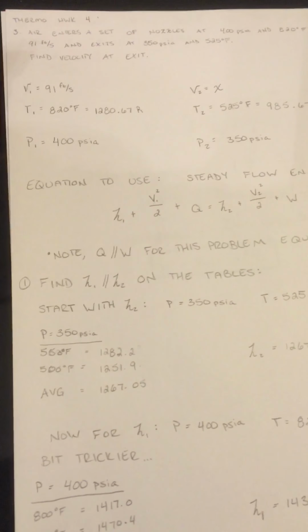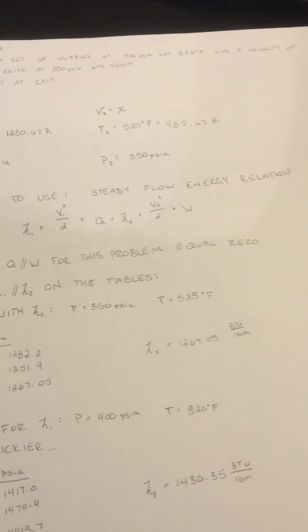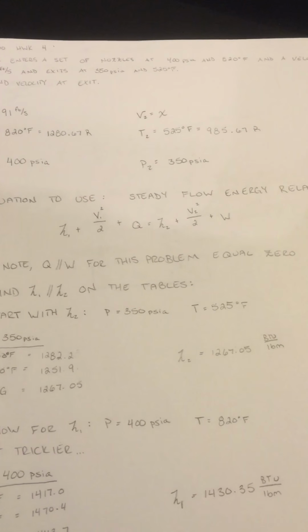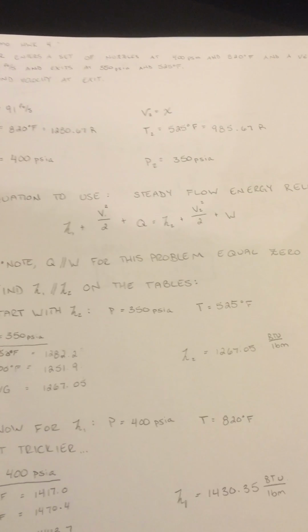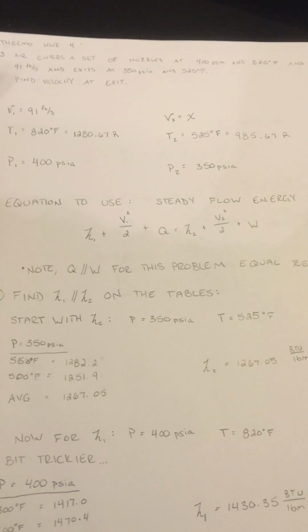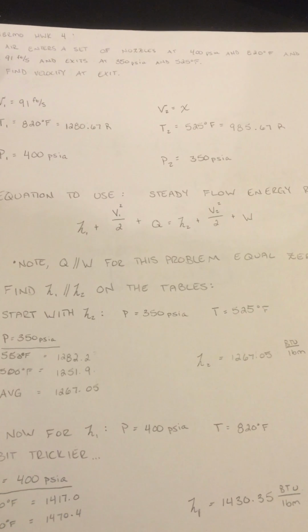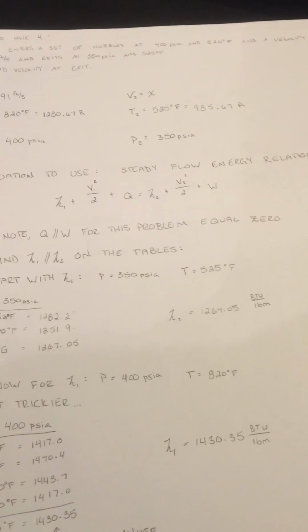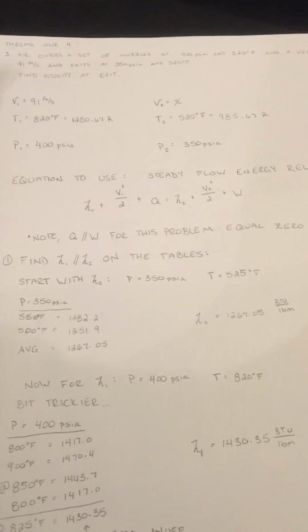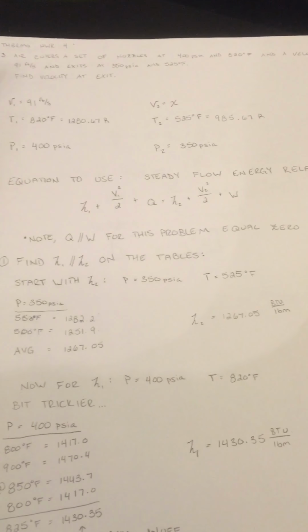Now the equation that I like to use, because it seems the most straightforward to me, is the steady flow energy relation. So you've got the enthalpy 1 plus the velocity 1 squared over 2 plus your Q, which is going to equal your enthalpy 2 plus your velocity 2 squared over 2 plus your work. A little thing to note, which she didn't really note in class, is that this is an adiabatic system. So your Q and your work, the energy being released or put in, is automatically 0.